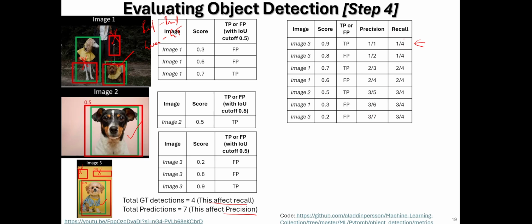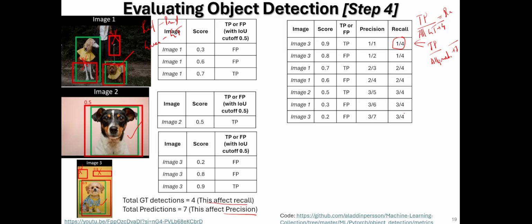For recall, we already know there are four ground truth. Out of four ground truth, we already have one true positive, so 1 by 4 is the recall. Remember, recall is true positives divided by all ground truth. I'll write this so that it's easy. The other one, precision, is true positives divided by all predictions. In this case the ground truth is 4 and all predictions is 7. So the denominators are fixed already.